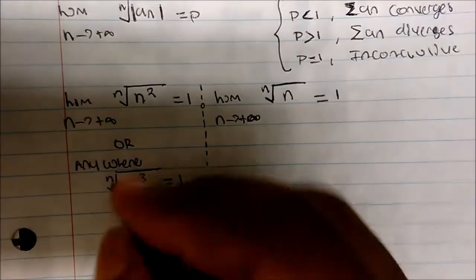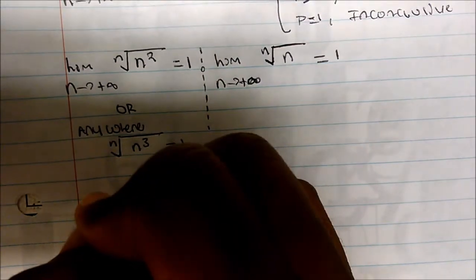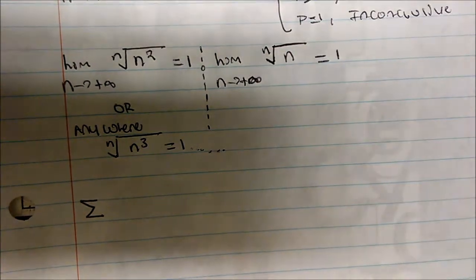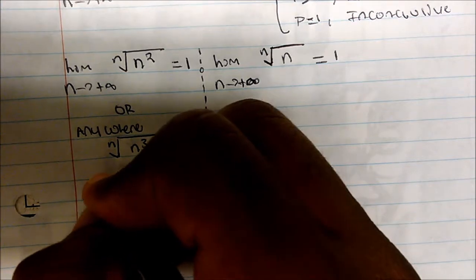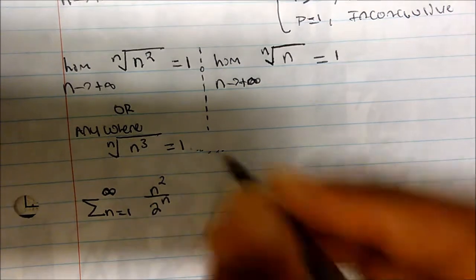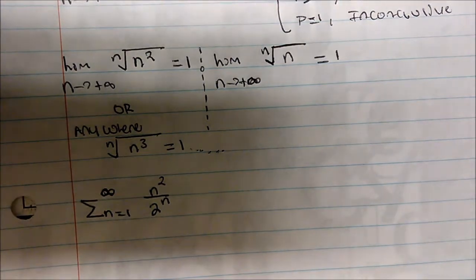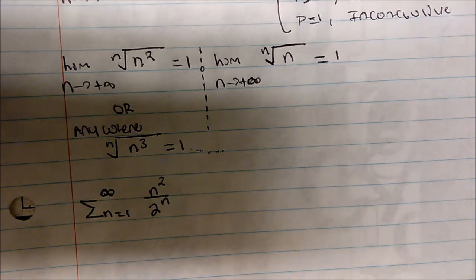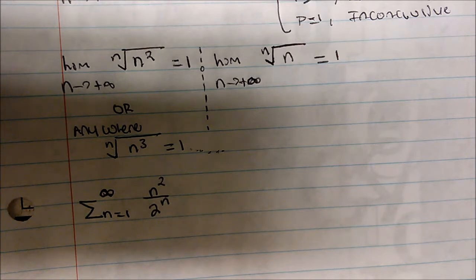Okay, and so let's look at a couple examples. What if we're given this on an exam and we're asked to determine whether it converges or diverges? The sum from n equals 1 to positive infinity of n squared over 2 to the n. Usually when I see some sort of number raised to the power, I like to think of the root test as a first option, and then maybe we could do the ratio test.